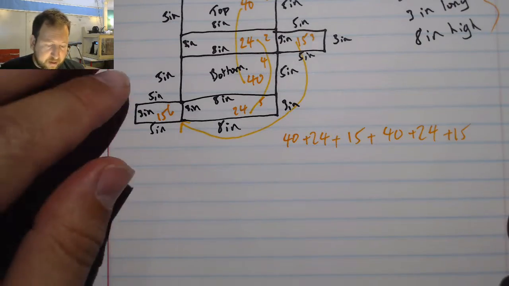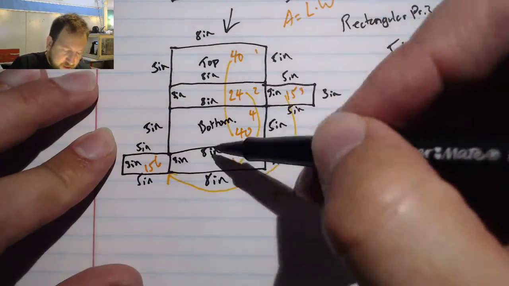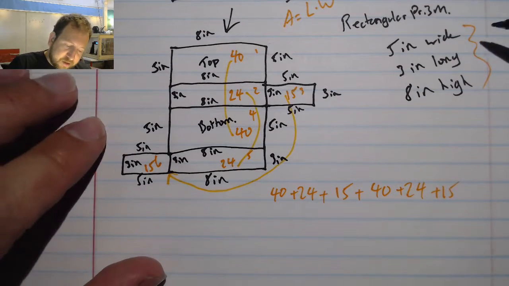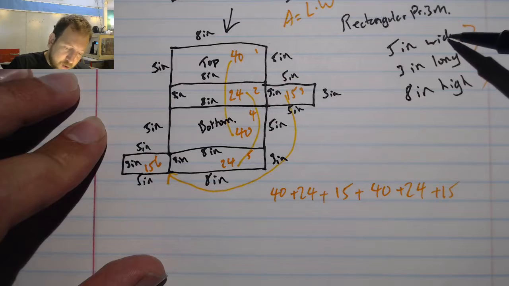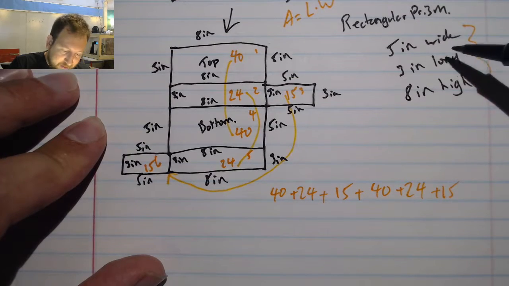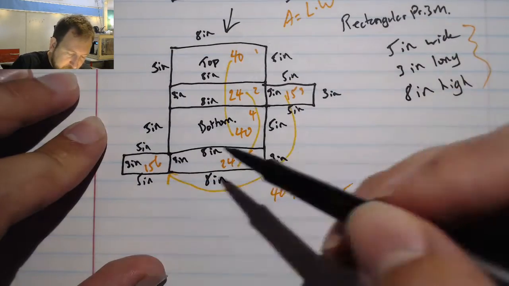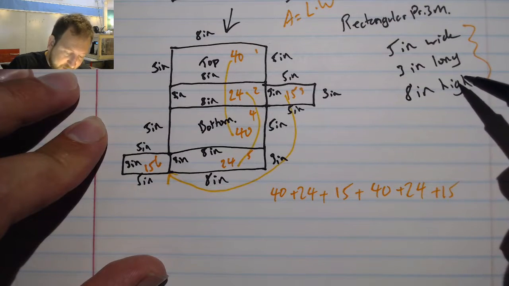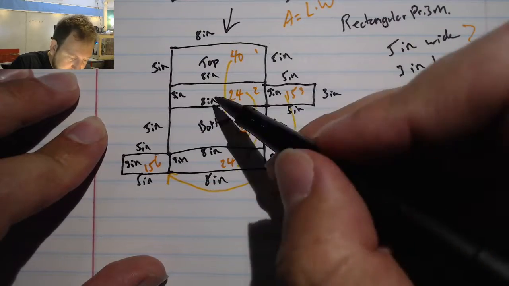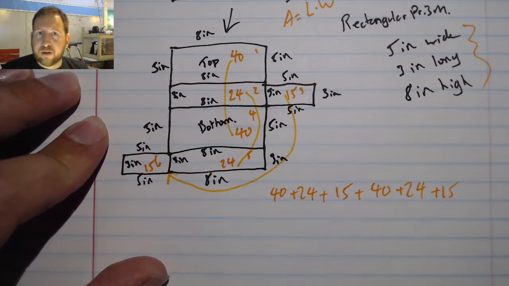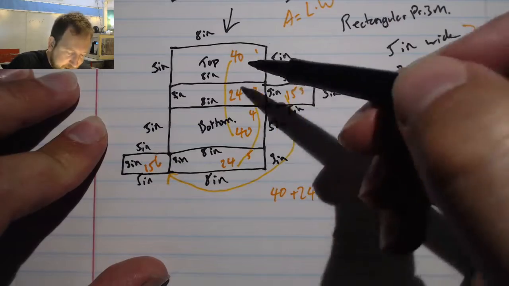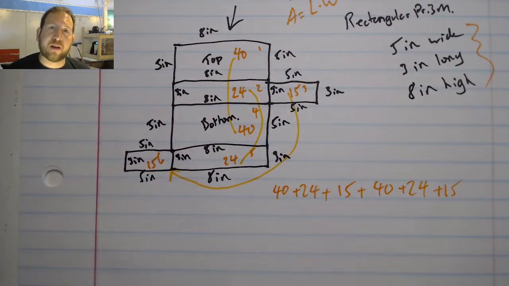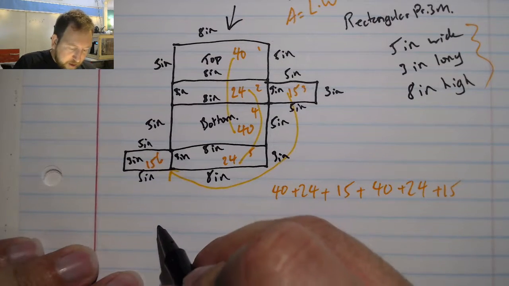What really is going on is that I have two sections of each possible dimension on the side. For example, I have two rectangles that are width times length, 5 times 3, here and here. I have two rectangles that are length times height, 3 times 8, which is here and here. And then I have two rectangles that are width times height, 8 times 5, which is here and here.